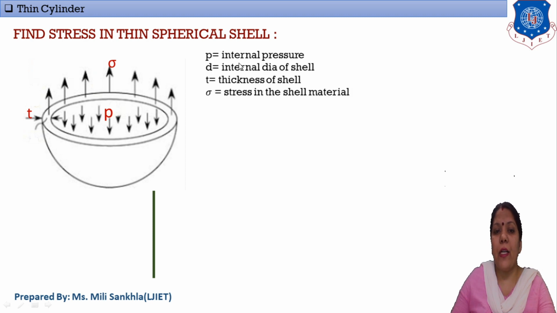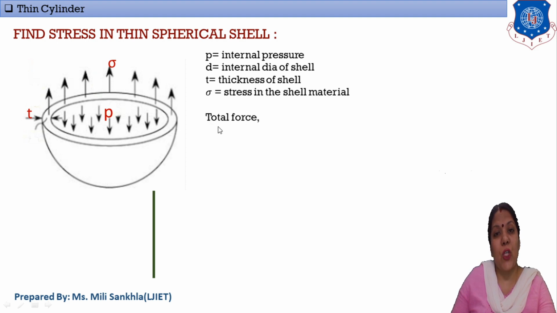Okay, for that first we understand the terms that are used in the derivation. First is P, internal pressure, and D is equal to our internal diameter, and t is equal to thickness of the spherical vessel, and sigma is equal to stress induced in the spherical vessel.